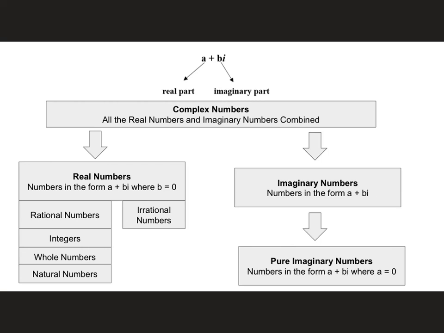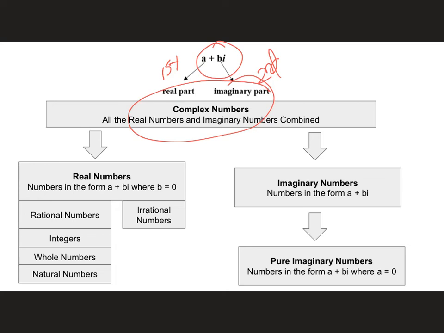And just to summarize, now with the complex number system that we just learned about, a complex number includes both real numbers and imaginary numbers. The real part will always go first. The imaginary part will always go second. And it takes the form of a plus bi, a for the real, bi for the imaginary.